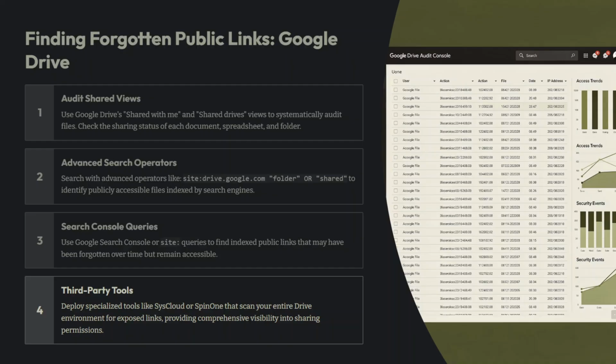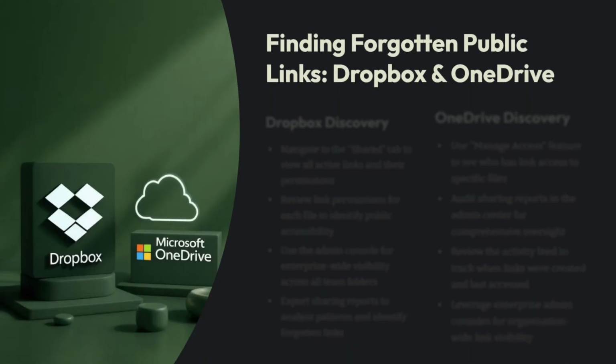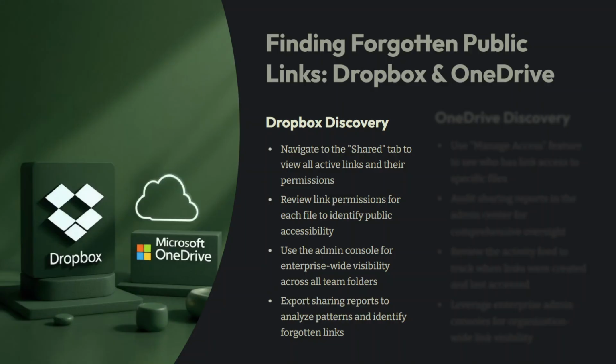Okay, now moving away from Google, we need that same depth for the other major players. What about finding forgotten links in Dropbox? Dropbox relies heavily on administrative oversight. For your individual files, you navigate to the Shared tab, and you review all your active links and their current permissions. But if you're managing a business account, you absolutely must use the admin console for that enterprise-wide visibility. And how do we analyze those lingering links efficiently? Is there a good method?